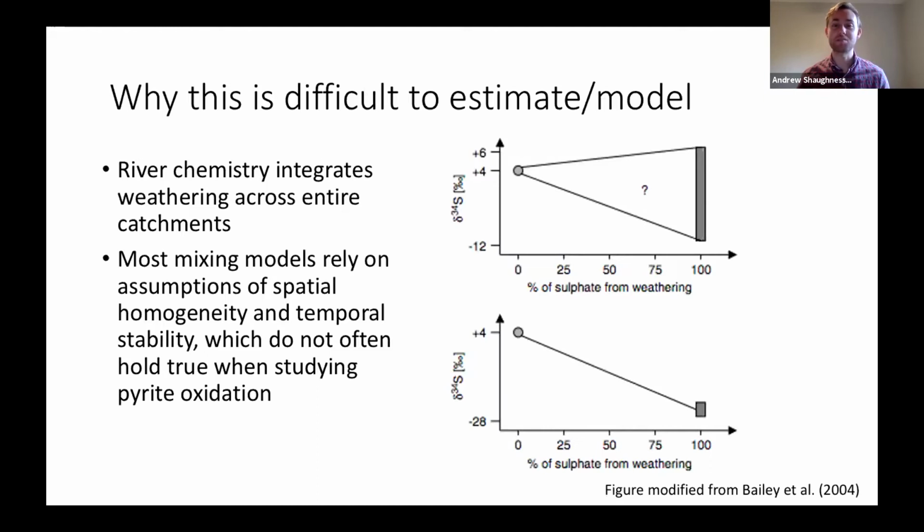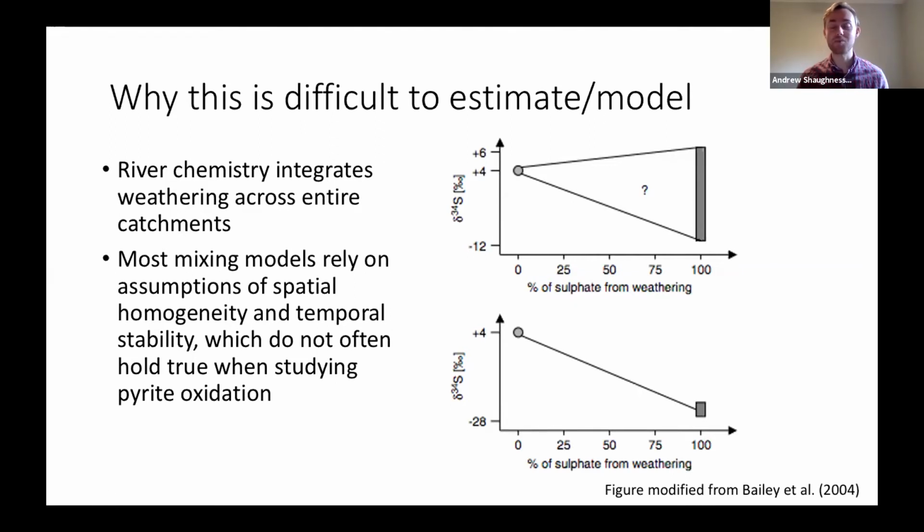Additionally, when we think about things being spatially homogeneous, that oftentimes isn't true either. And so when people are studying pyrite oxidation, they usually turn to these sulfur isotopes and sulfate. And if you have, again, a really well-constrained system with one lithology that only has one sulfur isotope for pyrite, like this bottom case here, you can get a very clear mixing line, and you'd be able to unmix this signal.